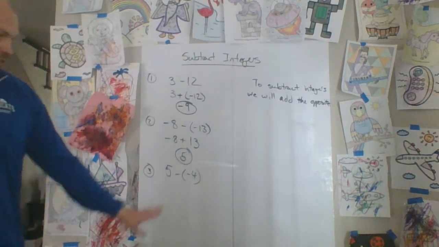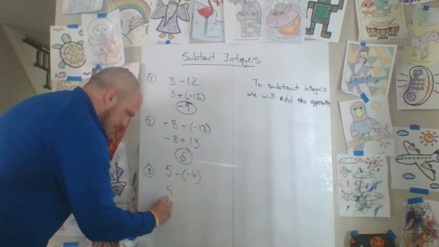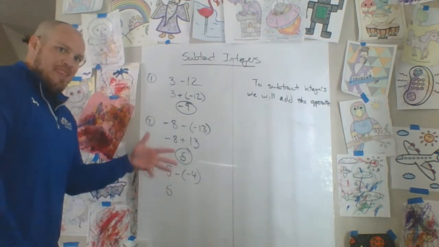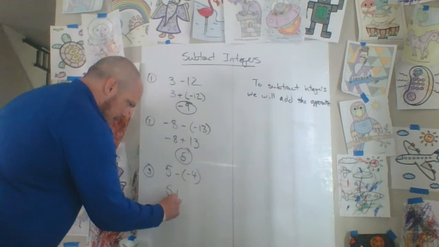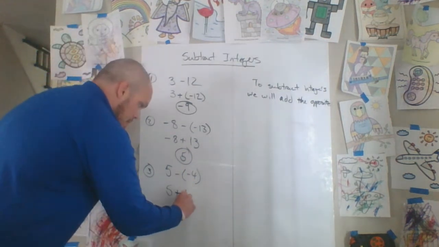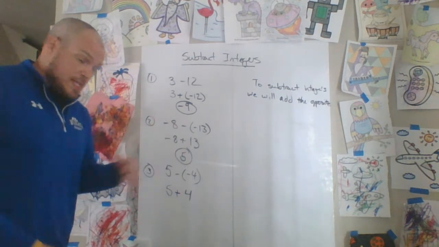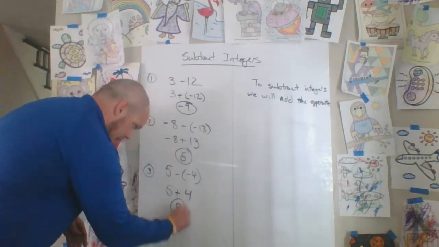Last one here, we have 5 minus -4. First number stays the same. When we subtract, we add the opposite, so the subtraction becomes addition. The opposite of -4 is +4. So this becomes 5 plus 4, which is a really easy problem for us, and we get 9.